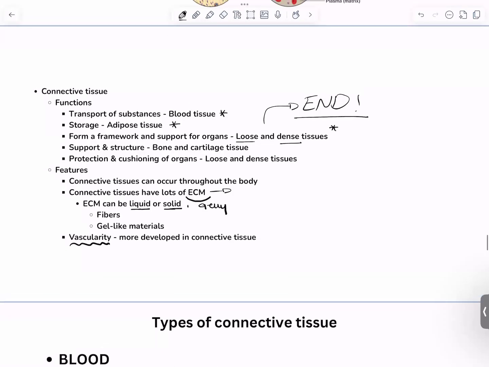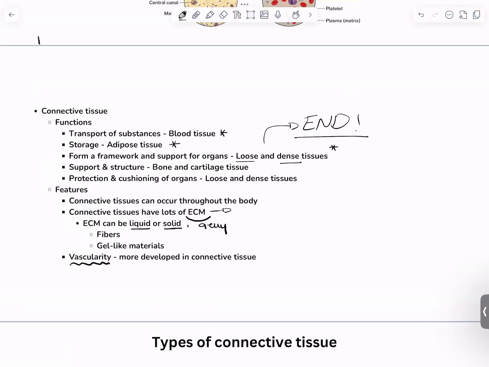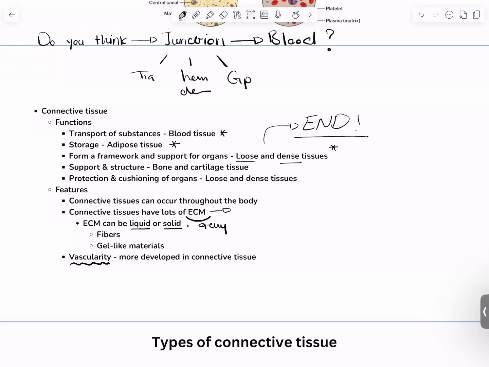Guys, I have a question. Do you think we have junctions, for example, in blood? What do you think? Do we have junctions in the blood? For example, it could be tight junction, it could be hemidesmosomes or desmosomes, it could be gap junctions. Do we have any ideas?